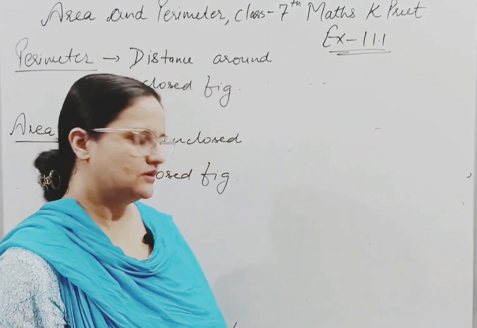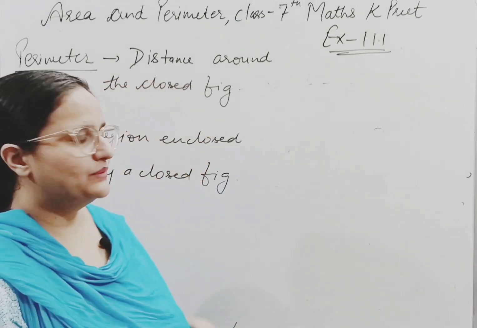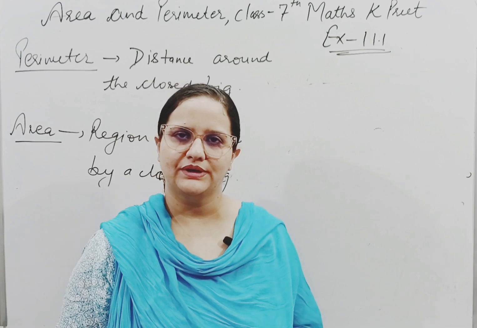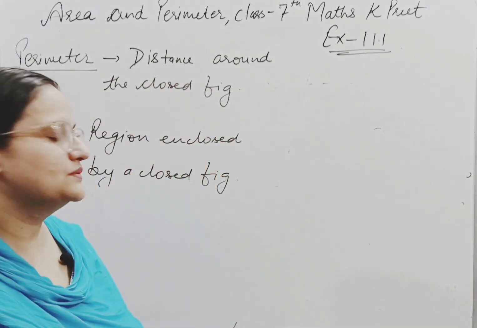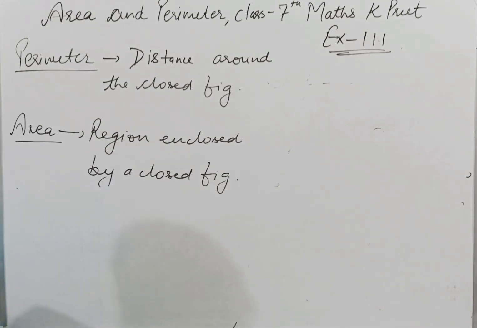So I'm leaving question number 4 for you all. You can do it by yourself. Here perimeter is given, length is given, we have to find breadth and area. This question is just opposite to question number 3 we have just done. So you can do it by yourself. Let's move to question number 5.